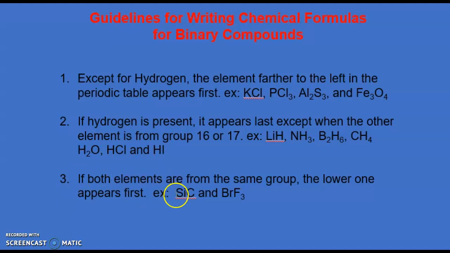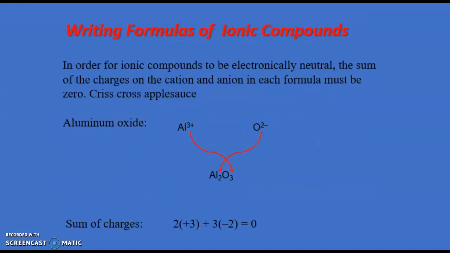If they're both in the same group, the one that's at the bottom comes first. So silicon and carbon, for example, are in the same group, so you would write silicon first, followed by carbon. Bromine and fluorine are in the same group, so you would write bromine followed by fluorine. So this is a very basic thing that you do.